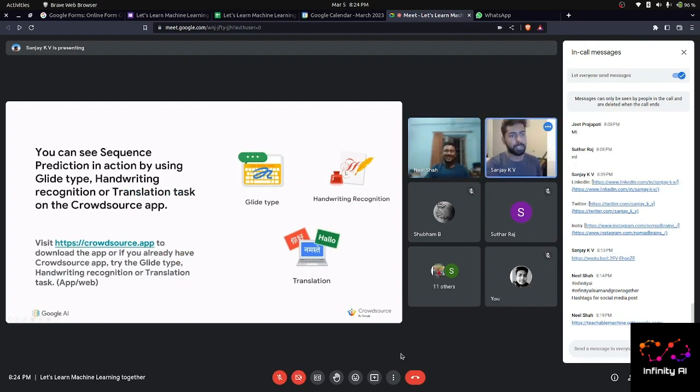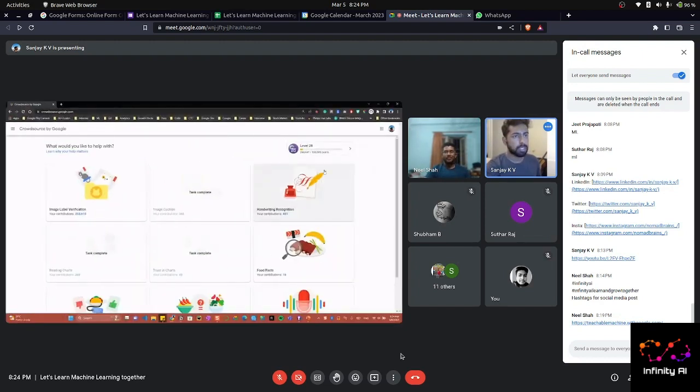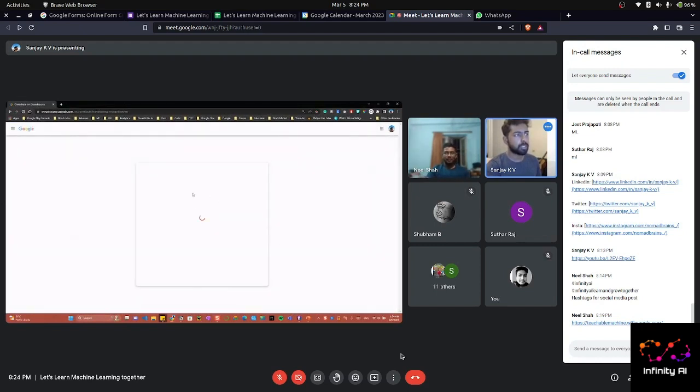Yeah, exactly. So in the application, if you want to explore, there is something called Glide Type, handwriting recognition, translation, where exactly the sequence prediction is used. And when you start contributing, it's like a game. For example, maybe I can just pull that off and show it to you. So here it is. Handwriting recognition: you just go here, you have a pop-up over here, and you just need to type it in. Because the machine sometimes doesn't know whether it's N or R, you as a person are helping Google to make it correct.